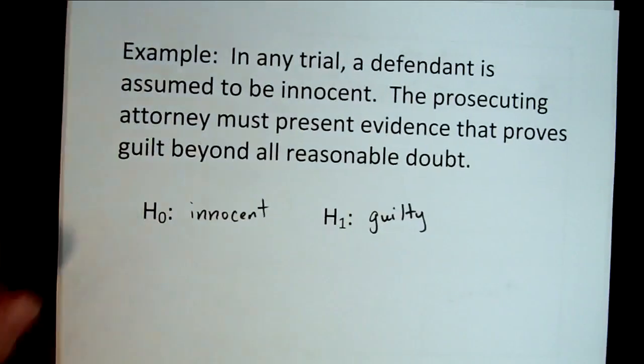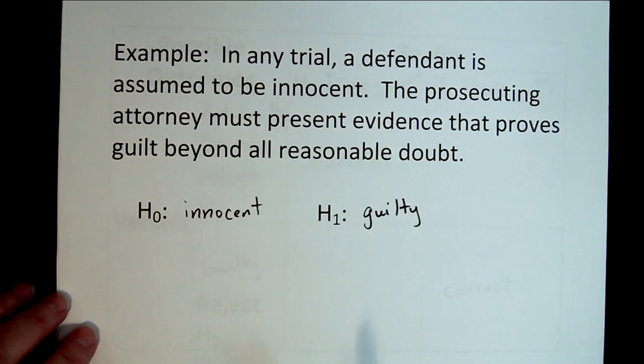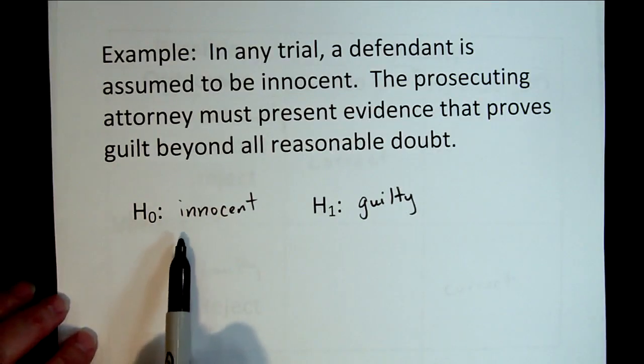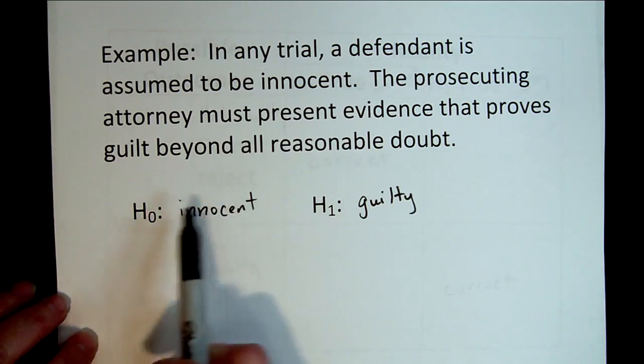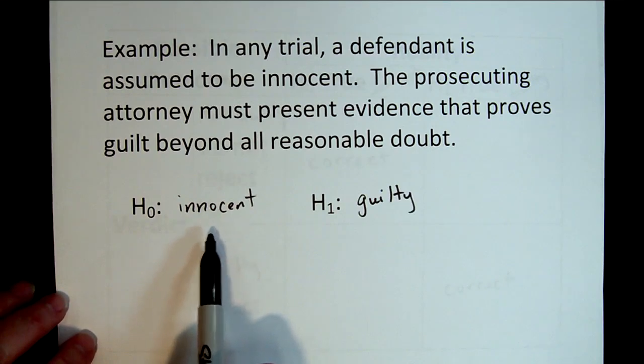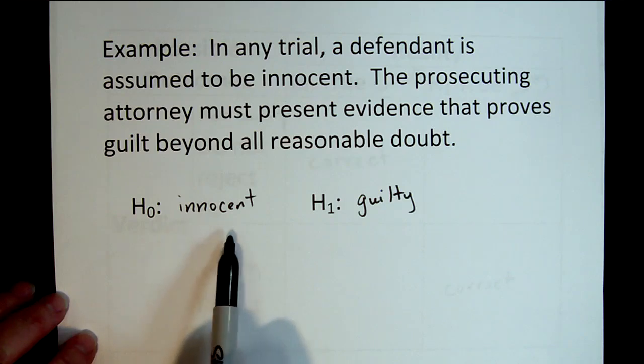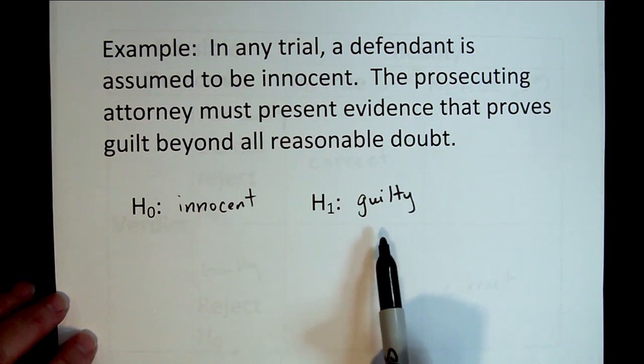Just a quick note about the way we talk about this stuff. We're never going to claim that we've proved the null hypothesis. Even if we don't reject it, we're not going to say we've proved it, right? You don't have to prove innocence. What you have to support or prove, at least beyond a reasonable doubt in a trial, is the alternate hypothesis.